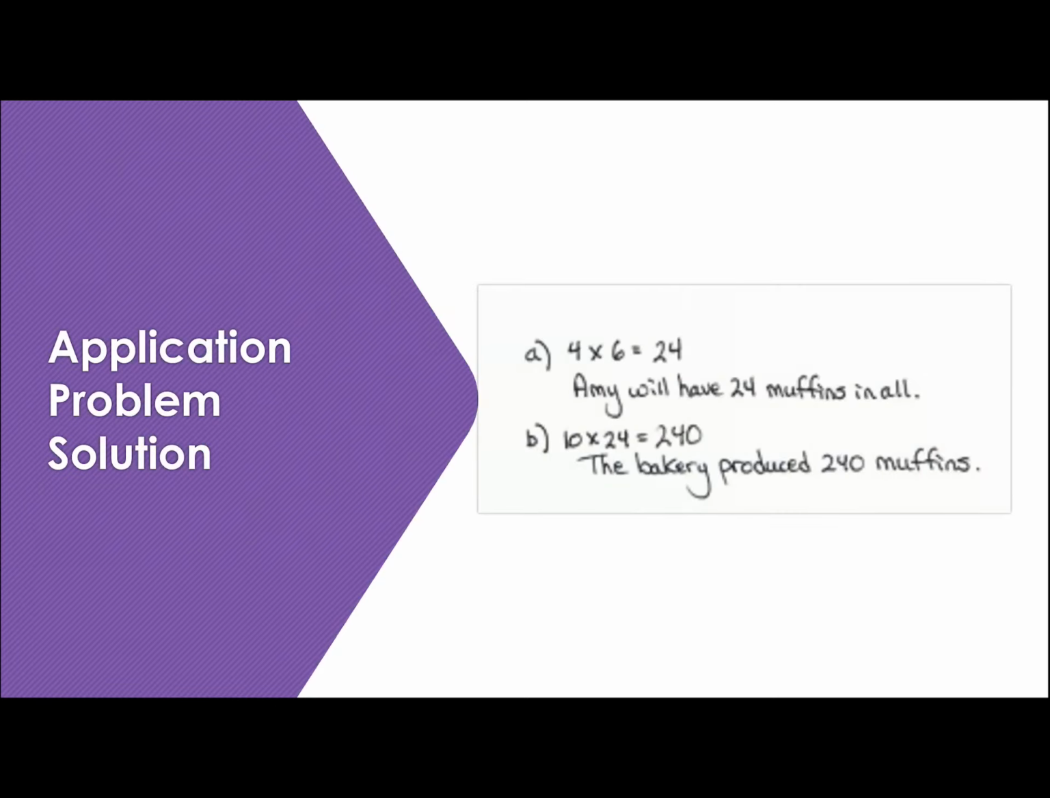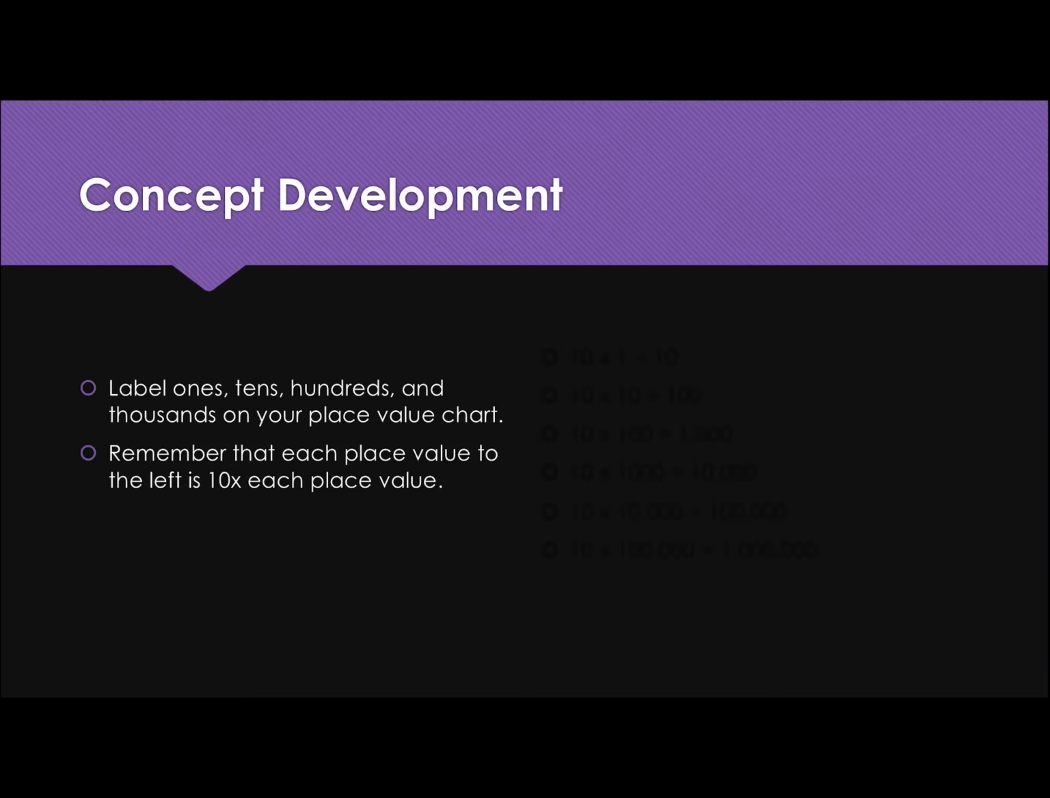So here's the solution. 4 times 6 equals 24. Amy will have 24 muffins in all. 10 times 24 equals 240. The bakery produced 240 muffins. We are going to go ahead and move on to our lesson for today.